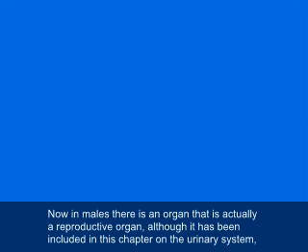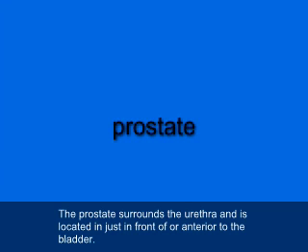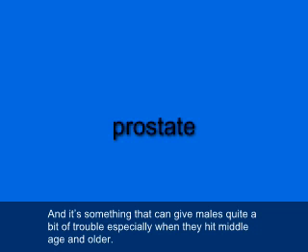Now, in males, there's an organ that is actually a reproductive organ, although it's been included in this chapter on the urinary system, and that is called the prostate, PROSTATE, and it has a word part, prostato, PROSTAT/O. And the prostate surrounds the urethra, and it's located just in front of or anterior to the bladder. And it's something that can give males quite a bit of trouble, especially when they hit middle age and older.